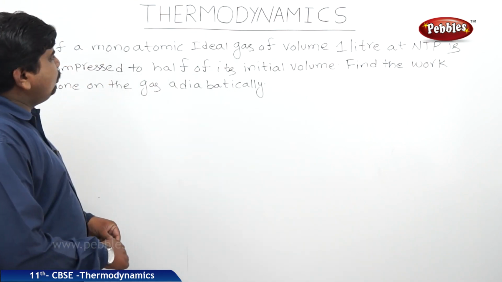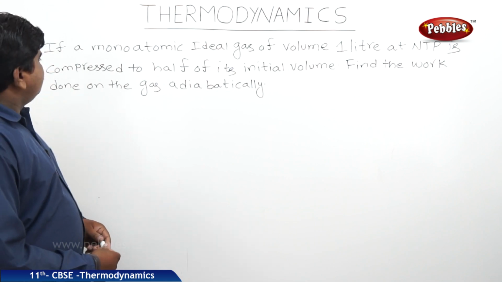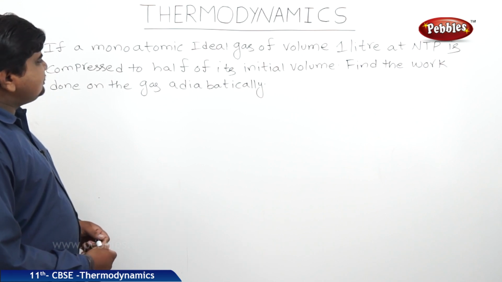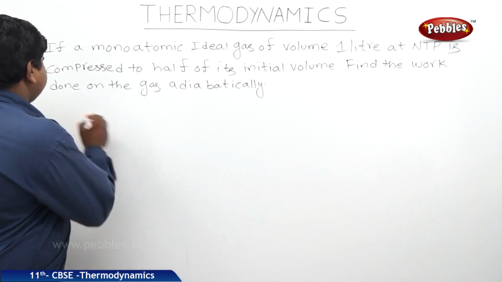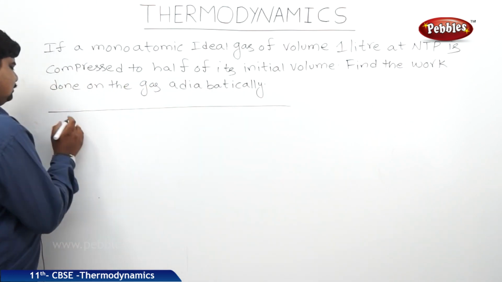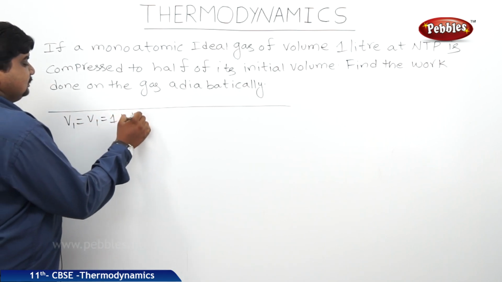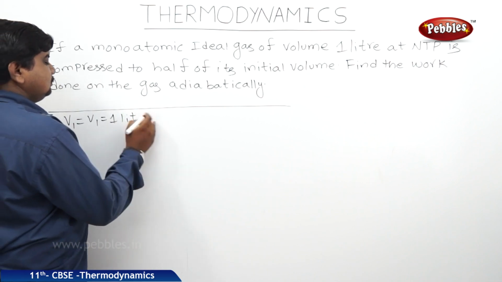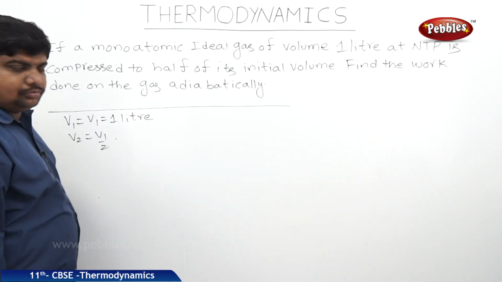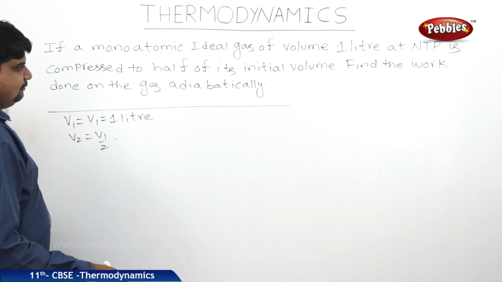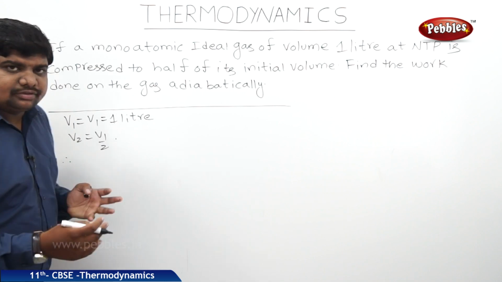If you see the content, if a monoatomic ideal gas of volume 1 liter at NTP, natural temperature and pressure, is compressed to half of its initial volume, find the work done on the gas adiabatically. So V1 is equal to V1, nothing but 1 liter. But V2 is equal to V1 by 2. Okay, it is at NTP. Then what we should find out is work done in adiabatic process.